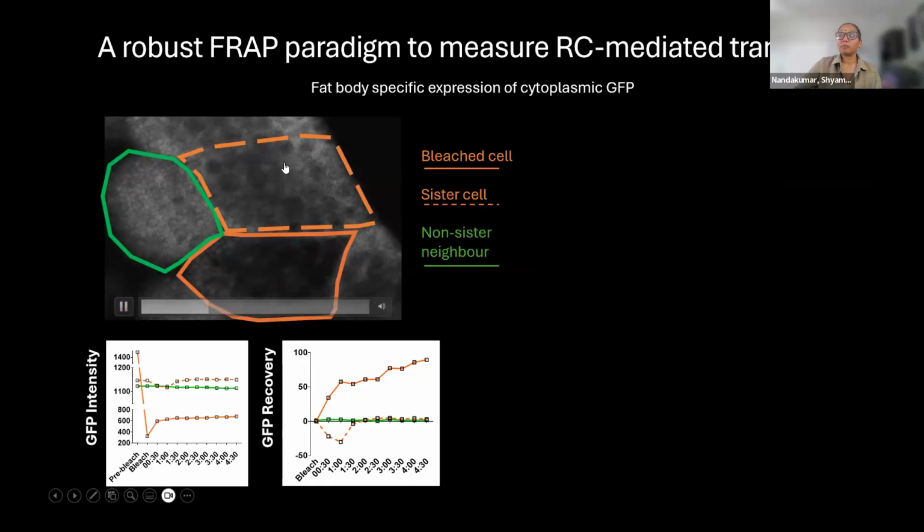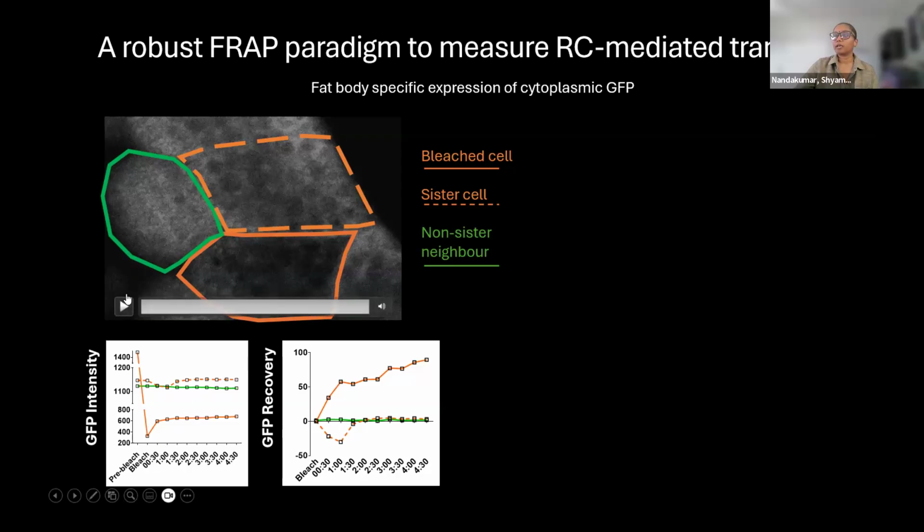Okay, so this is the cell that's being bleached. This is the sister cell, and this is a neighboring cell that's not connected through a ring canal. So what we see is a pretty rapid recovery of photobleaching. The cell that's bleached drops in fluorescence and rebounds quite quickly. The neighboring cell that it's connected to, the sister, shows a concomitant increase in fluorescence. And the cell that is not a sister cell shows almost no change in fluorescence.